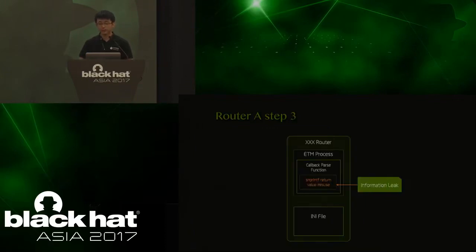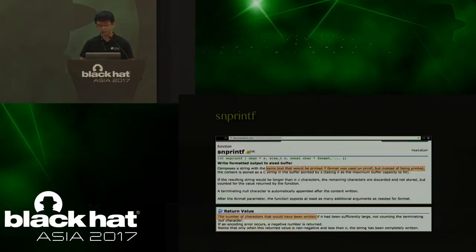Are those vulnerabilities enough to pwn the router? Apparently no. Nowadays, many devices have ASLR. This router has ASLR too. We will need an information leak to bypass ASLR. The vulnerability is caused by the misuse of the snprintf function return value. We will then give some details about it. According to the reference, the return value of snprintf is the number of characters that would have been written. It is very misleading. And the parameter n is the maximum buffer capacity to fill.